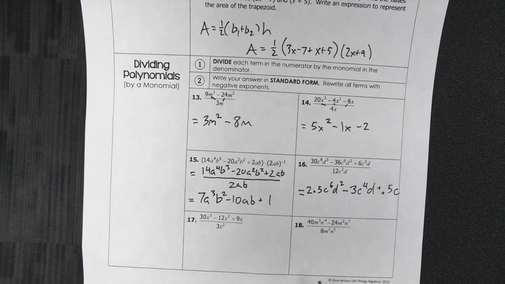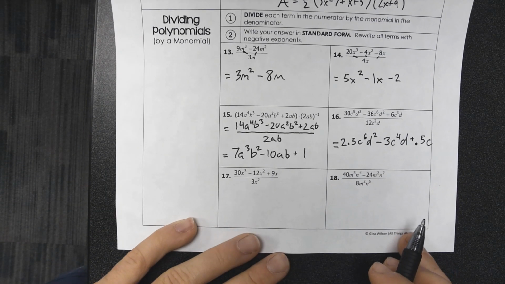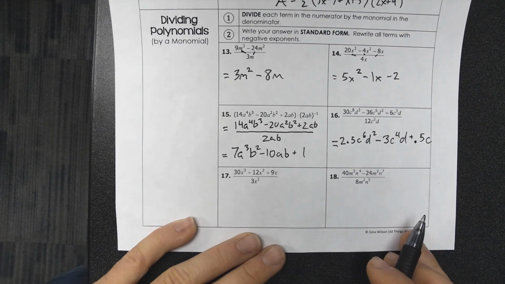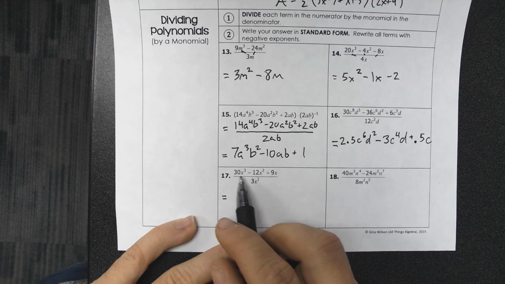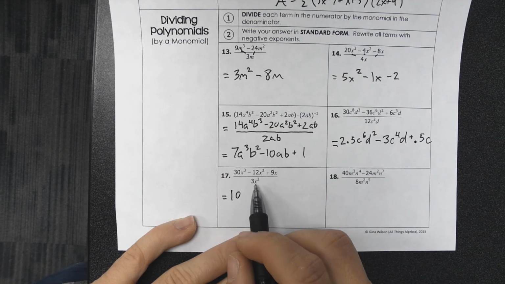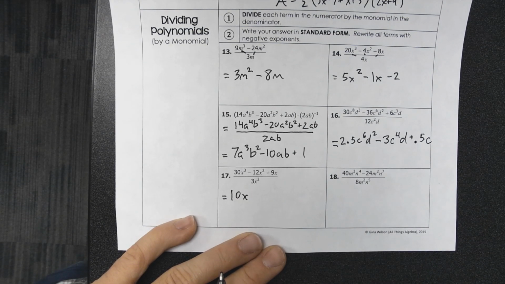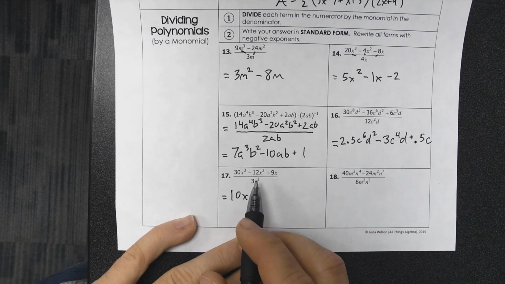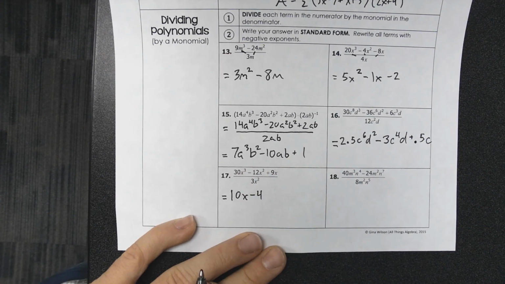All right, moving right along. Let's look at 17. So we got 30 divided by 3, which is 10. x cubed divided by x squared, so 3 minus 2 is 1. So we got 10x. And then we got 12 divided by 3, which would be 4. Notice it's negative. x squared divided by x squared cancels.